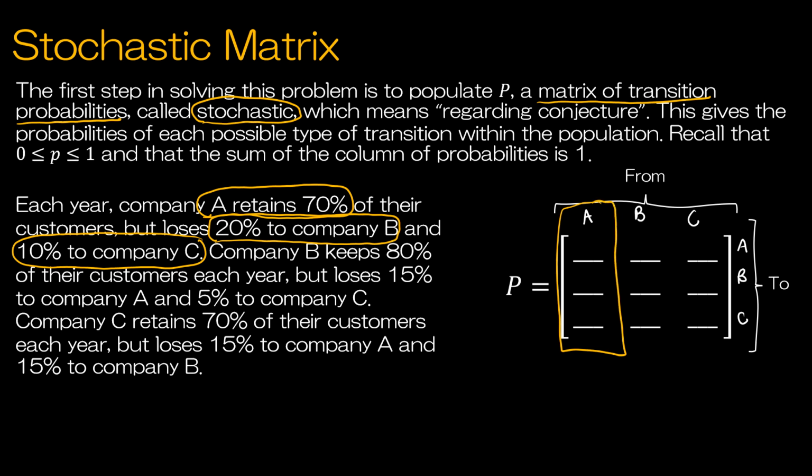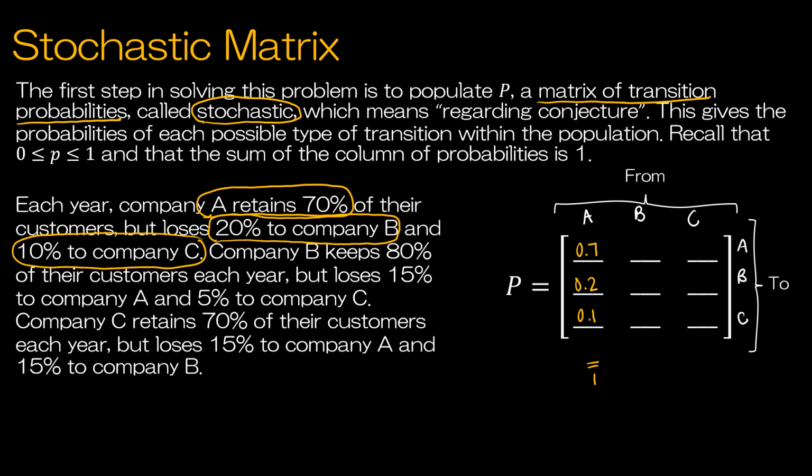This has to add to 1. And we're not going to use any negatives. So I'm not going to say loses 20% to Company B, so that's minus 0.2. No way. We're saying they have to add to 1. They have to be probabilities. So A keeps 70%. B gets 20% from A, and C gets 10% from A. Notice that sum is 1.